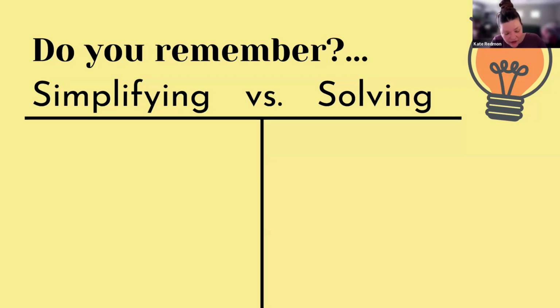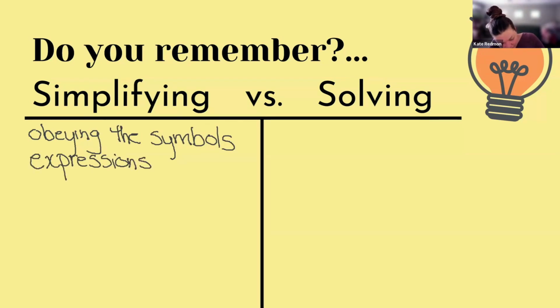So simplifying, first of all, that is when we're obeying the symbols. When it says add, we add. When it says multiply, we multiply. We simplify expressions. For example, 2x plus 6x can be simplified. We can obey this symbol here. We can simplify. 2x plus 6x, that is 8x. And 8x means exactly the same as 2x plus 6x. It's just a little simpler.